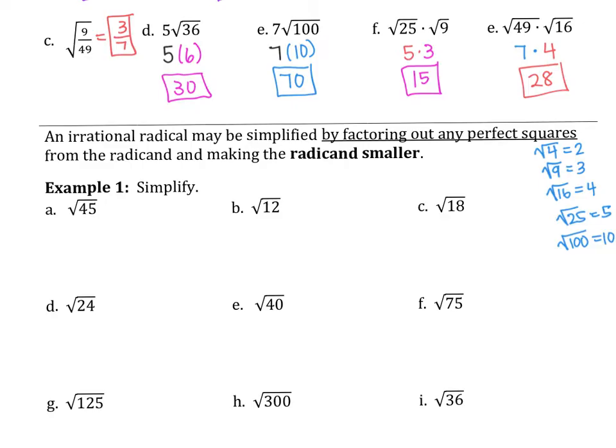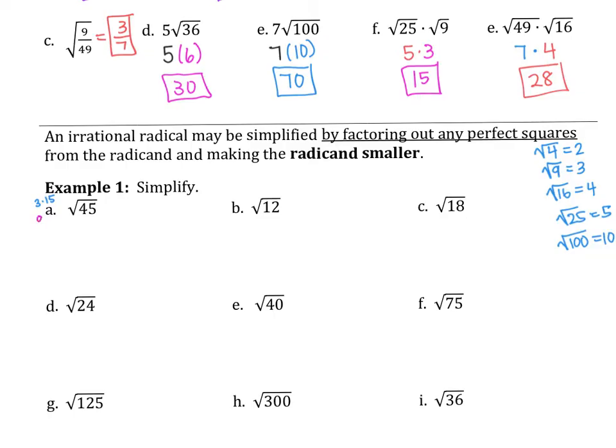Okay, so the first thing I'm going to do is look at the radicand here. The radicand is 45. I don't know the square root of 45, so I'm trying to think of two things I multiply to get 45. And I want one of them to be a perfect square. So for example, 45 could be 3 times 15. Do I know the square root of 3? No. Do I know the square root of 15? No, neither are perfect squares. So let me think of something else. What else can I multiply to get 45?